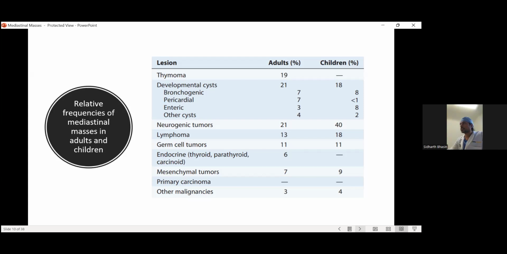Now, in children, it's about the same, but the only difference is in the thymoma. You don't see thymoma in children, but that is taken over by lymphoma. So the percentage of lymphoma in children is more than that in adults. And the neurogenic tumors: it's said that almost every time you see a patient with a mediastinal mass, it's probably a neurogenic tumor. But then the developmental cyst, as I said, and the lymphomas are also pretty common. So they should also be looked into.